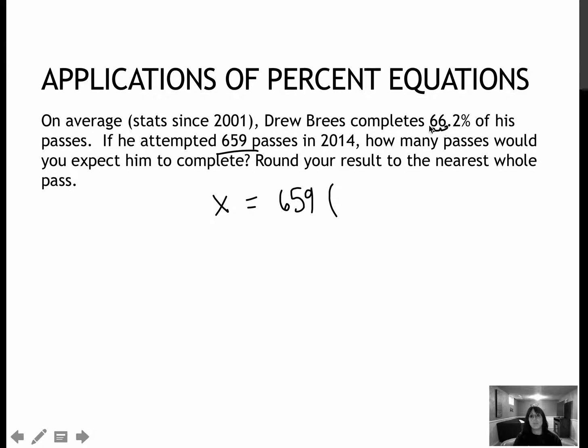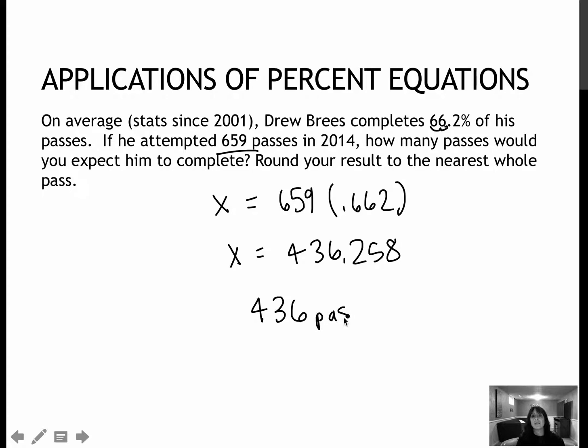So I would then turn that into 0.662. So percents turn into decimals. And then, of course, I would just multiply. When I multiply those two values, I get 436.258. I want to round to the nearest whole pass because that would make sense. And so we would expect 436 passes to be complete out of his 659.